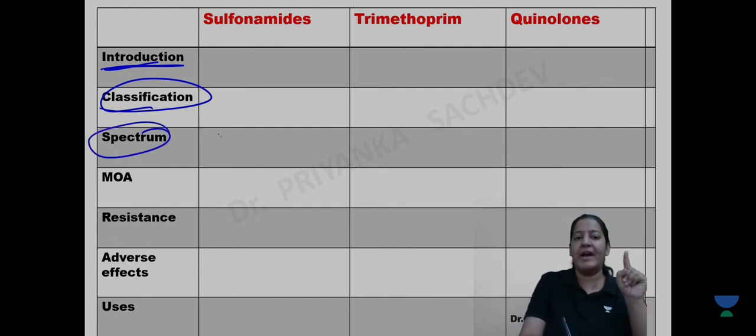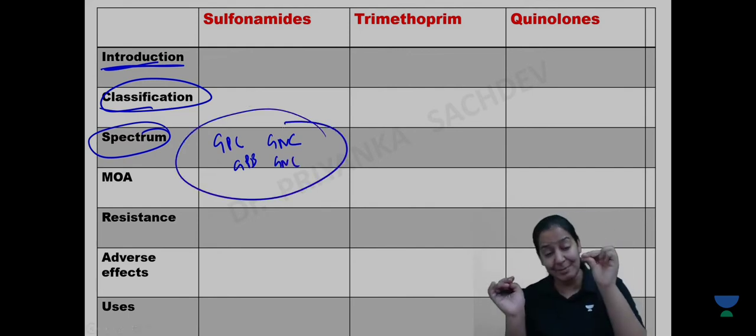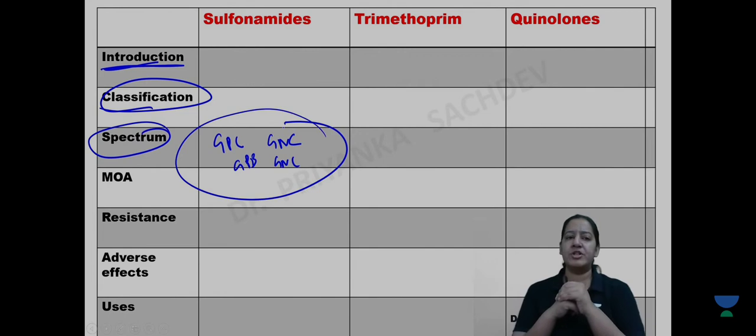In the spectrum, you have to write whether gram positive cocci or gram negative cocci or gram positive bacilli or gram negative bacilli or all of them. Right? You have to write specific spectrum. Now, why is spectrum important?